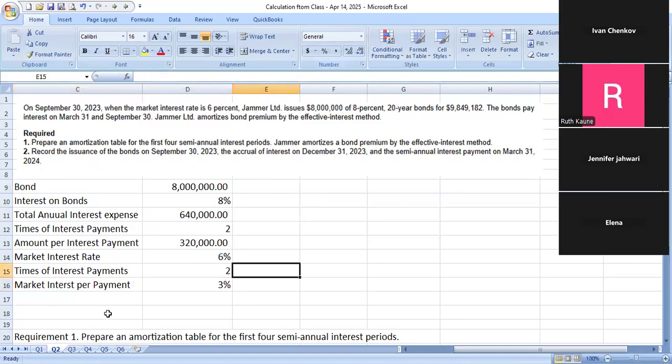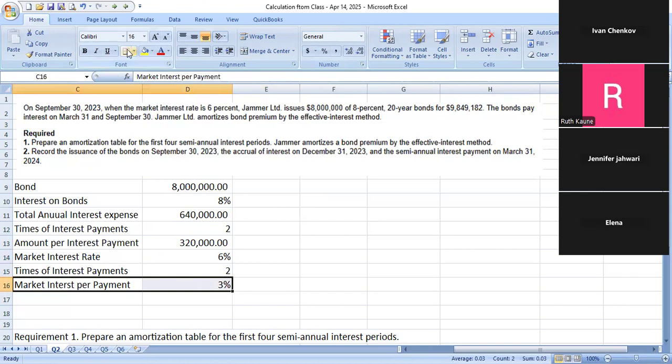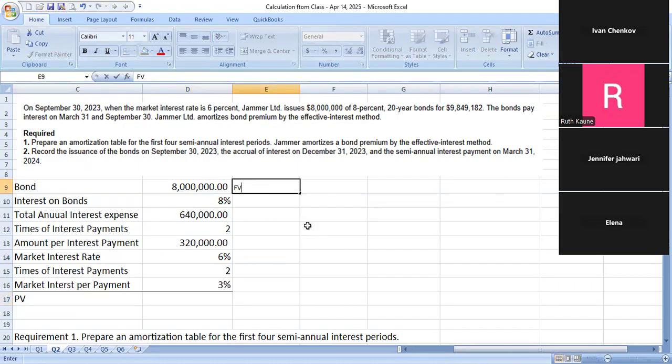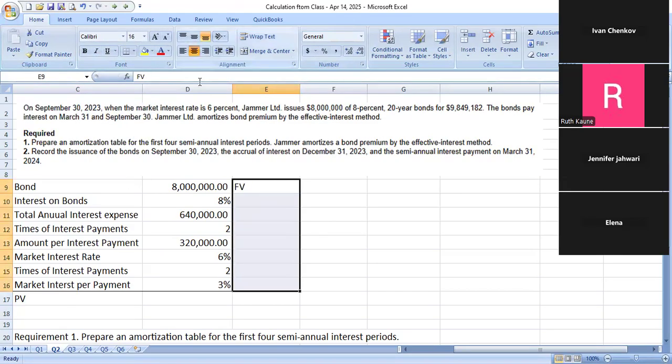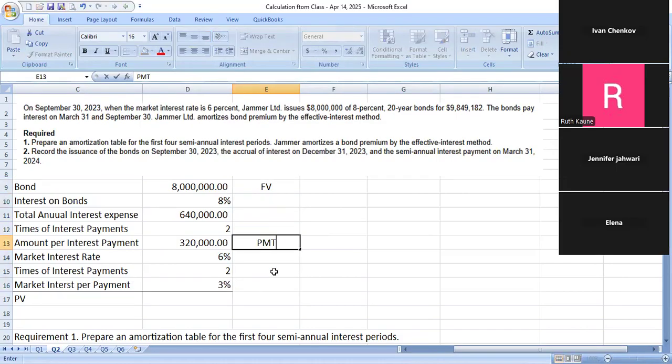Okay, so what do we need to calculate? Let's pretend that we don't have the present value. We have to get the present value of the bonds. What do I need? The 8 million, or the book value of the bond, will be my future value. Are you guys with me? Yes. The payment of the interest will be my PMT. The market rate will be my I/Y. The last thing that I need is the number of payment periods, right?